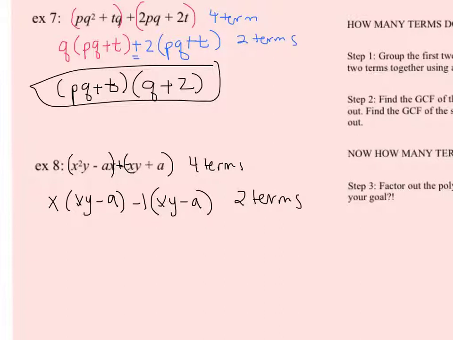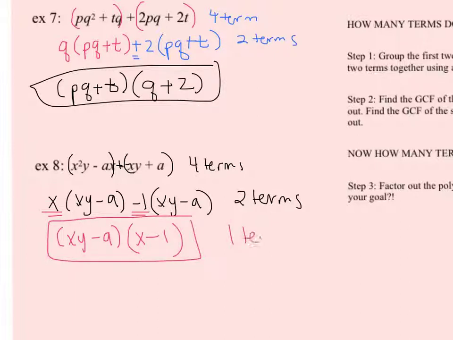Now what do those 2 terms have in common? They both have the group xy minus a. You can kind of see here how essential it was to take out that red flag. What am I left with? X from the first group and the negative 1 from the second group. And now I've reached one term, or my product.